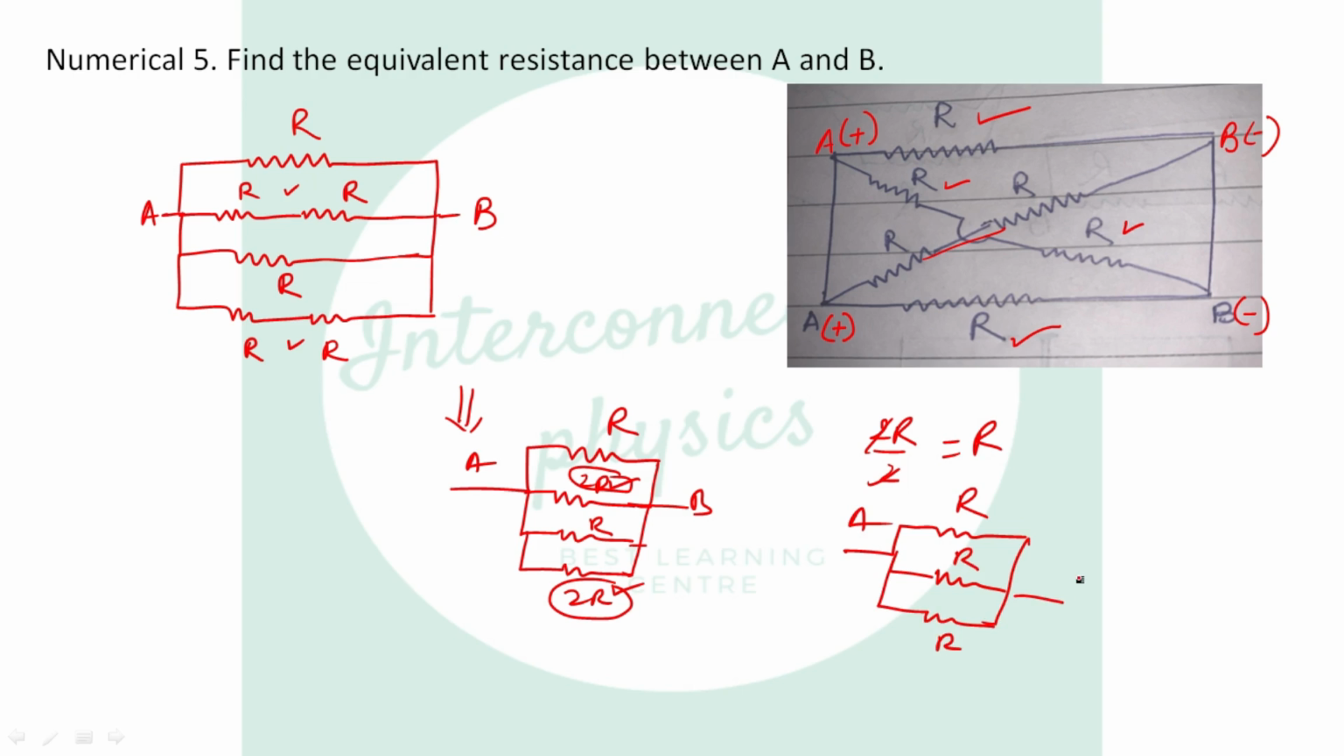So these three are parallel, so the answer is R divided by 3. Because in a parallel combination, if we have the same resistors, then R equivalent is equal to R divided by N, where R is the resistance of each resistor and N is the number of resistors. So the answer is R divided by 3.